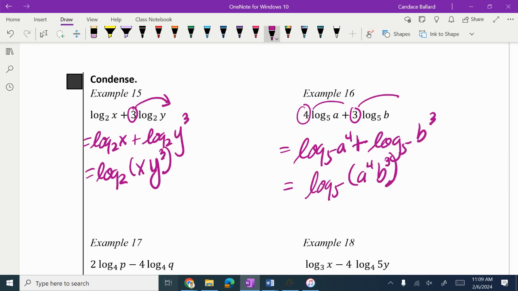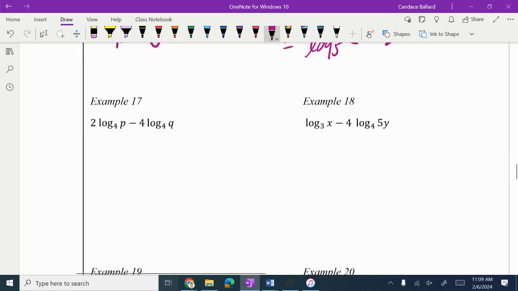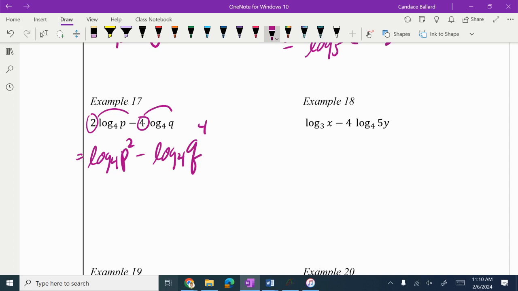Any questions so far? All right, we're going to go simple again before we make it a little bit harder. So first thing, when I see coefficients, what do they become? Exponents. So log base 4 of p squared minus log base 4 of q to the 4th. Apparently I got tired of x's and y's. All right, I have subtraction. What does subtraction turn into? Division. And how many times am I going to write log? Once. So log base 4 of p squared divided by q to the 4th. Technically, I should probably have parentheses around that. Sometimes I forget.